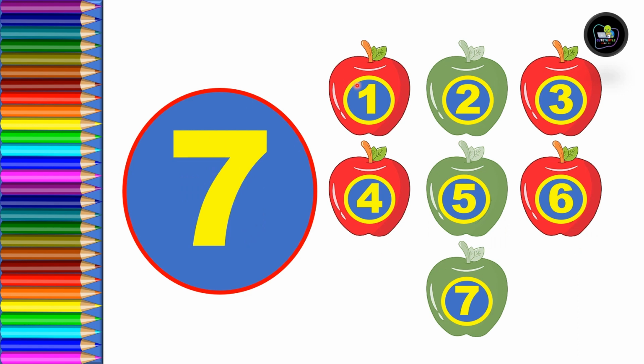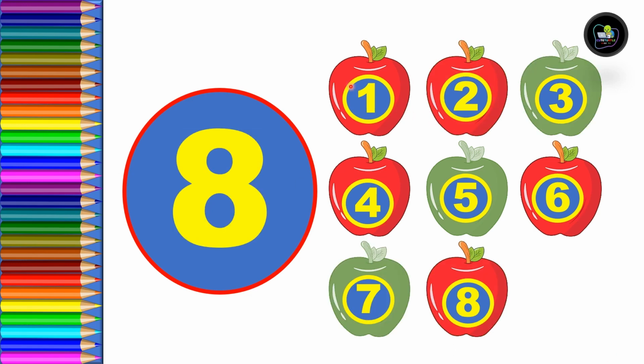7. 1, 2, 3, 4, 5, 6, 7. 1, 2, 3, total 3 green apples. 1, 2, 3, 4, 4 red apples. 4 plus 3 equal to 7 apples.